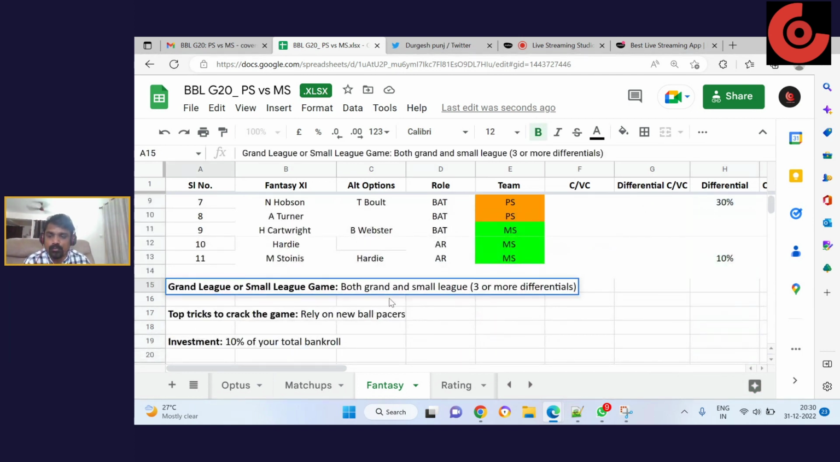So, for example, if you just find grand league only.